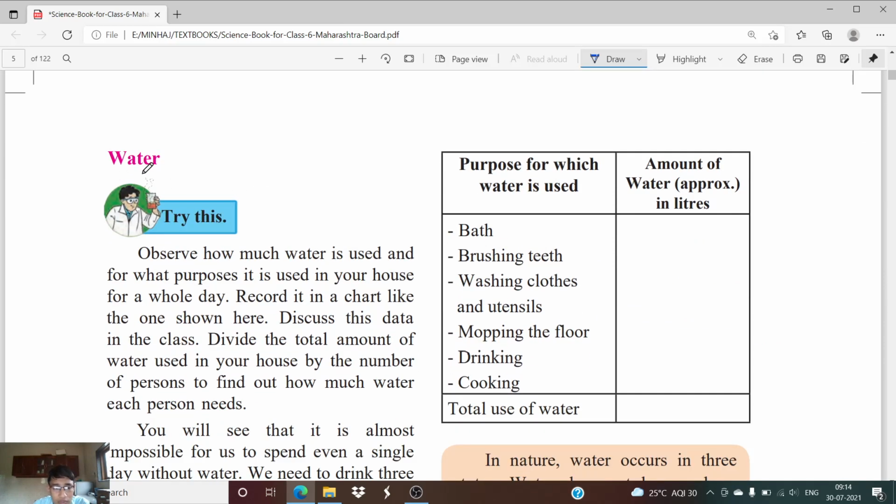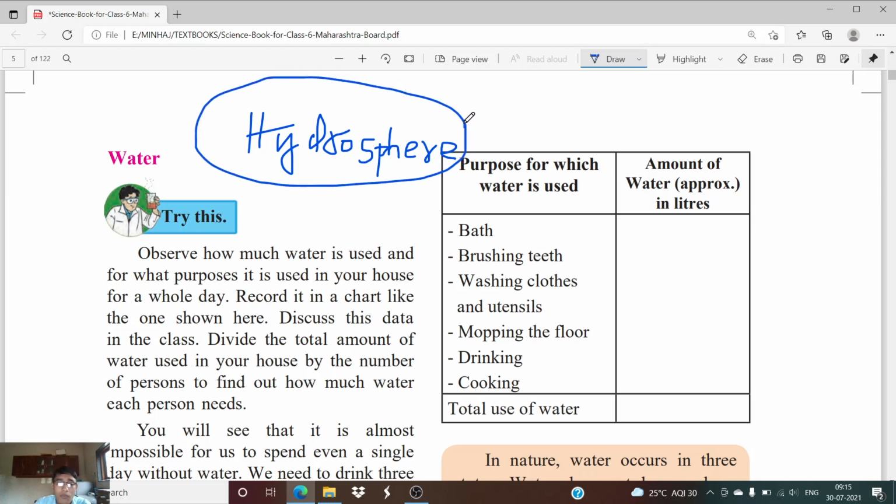In our first lecture of this chapter, we have seen that water is called the hydrosphere. Hydrosphere carries a larger proportion of the earth. Almost 71% of the earth is surrounded by water. So it is one of the important spheres. We are going to see what is water.